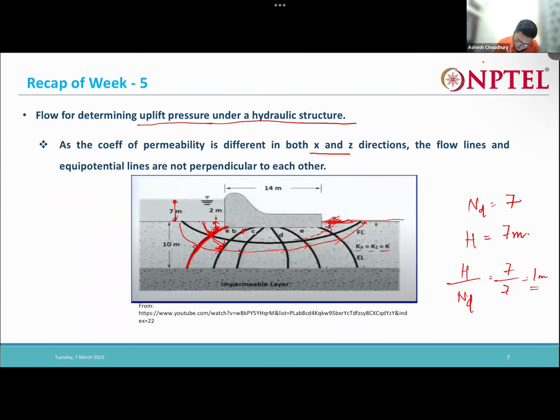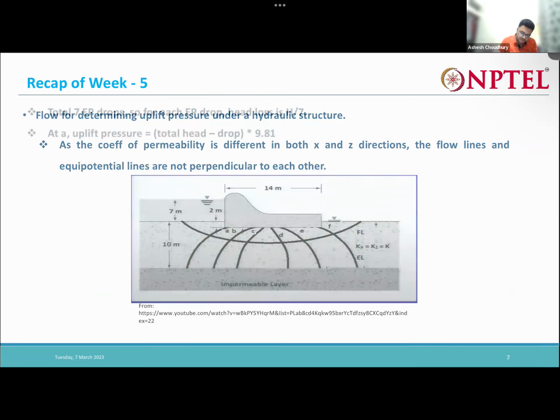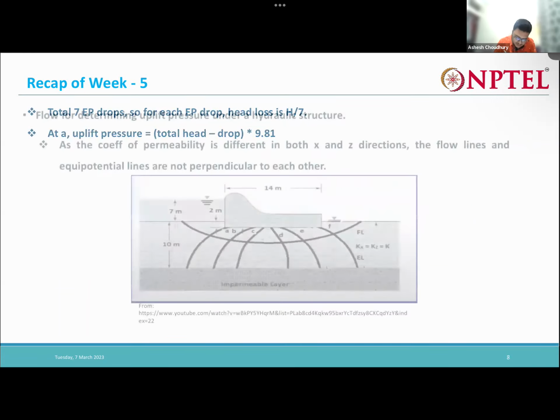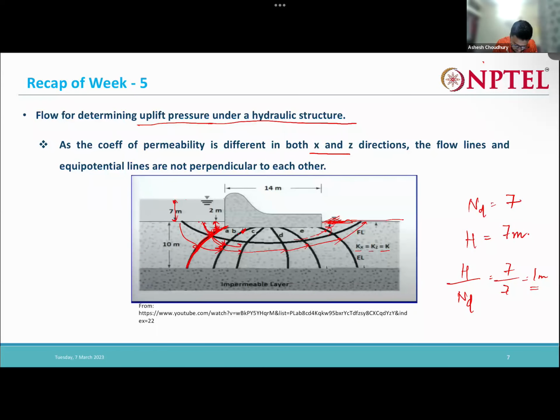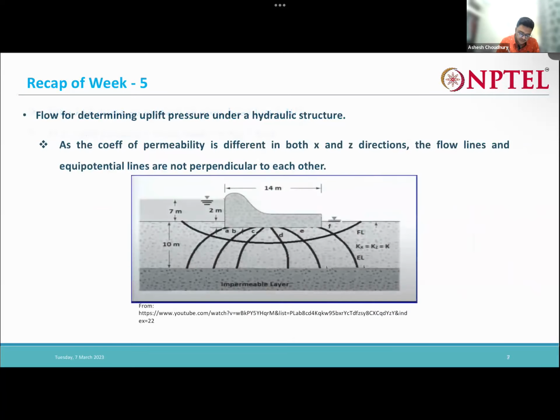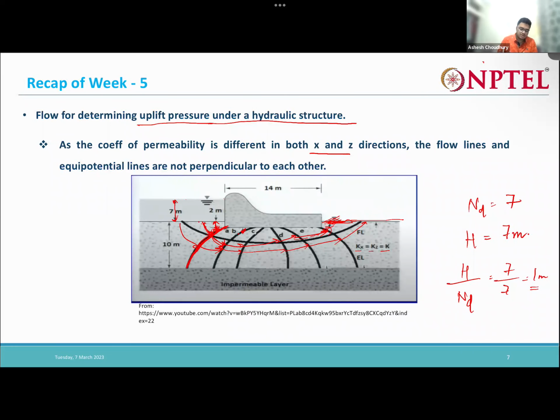Now, if we have to find it at point F, it will be similar. Point F is equal to 9 minus 6 into 1 into gamma w. Why 6? See, 1, 2, 3, 4, 5, and 6. At the 6th drop, my F is there. Total drops are 6, so you have 6 into 1. So 9 minus 6 into 1 into gamma w gives my uplift pressure at point F. Like that, we can get the uplift pressure at all the points, and then we can draw a diagram indicating the uplift pressures.